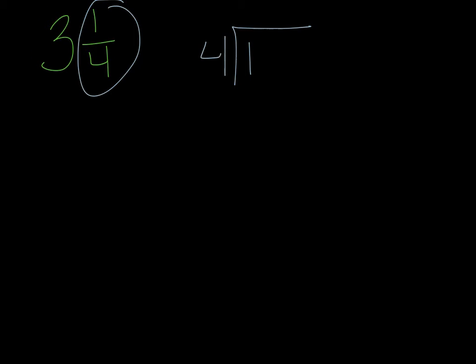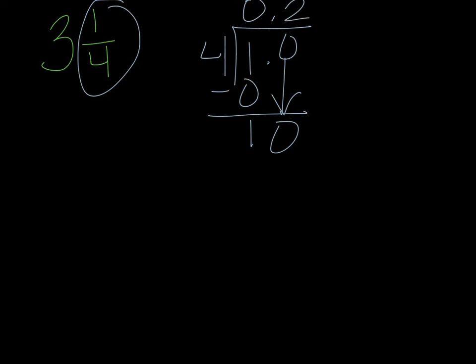Now let's say we had to convert a mixed number to a decimal. So let's say we had 3 1/4. We're going to take a look at the fraction first and do our long division. So we are going to do 1 divided by 4 and find what that is as a decimal. 4 goes into 1 0 times. Then we subtract, add a decimal, bring down a 0. 4 goes into 10 2 times.